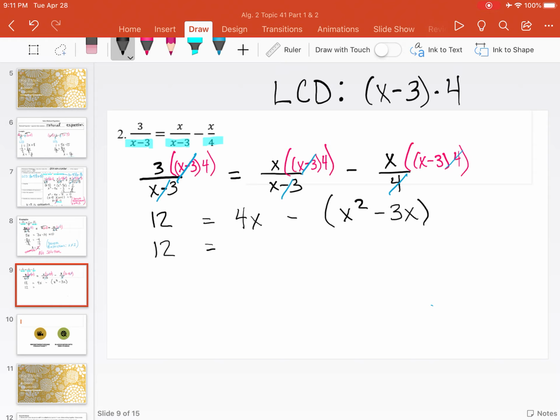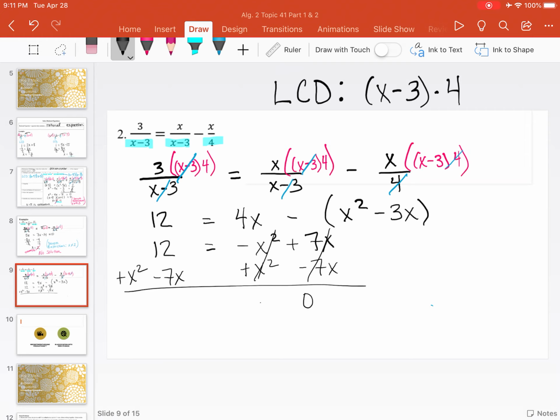So I'm going to combine my like terms. If I distribute this negative, I'll get negative x squared plus 3x plus 4x gets me plus 7x. Now if I write this in standard form and get all my like terms on one side, I'm going to personally choose to move the quadratic term, the x squared, so that way I don't deal with a negative x squared. It's going to make it a little easier in factoring. So I'm going to add x squared to both sides and also subtract 7x. So on the right hand side, I'm just going to be left with 0. So I'll have x squared minus 7x plus 12.